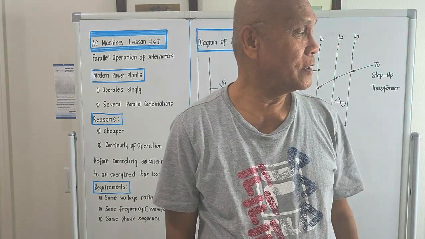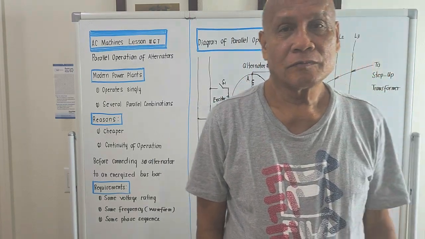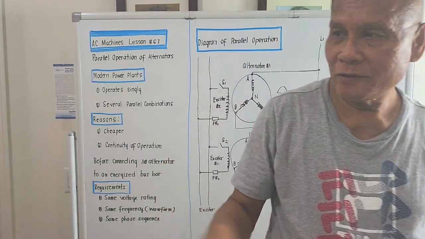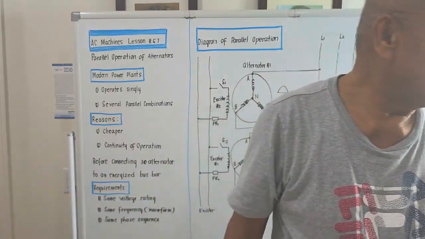The date for today is December 20, 2023, and the time is 12:09 a.m.